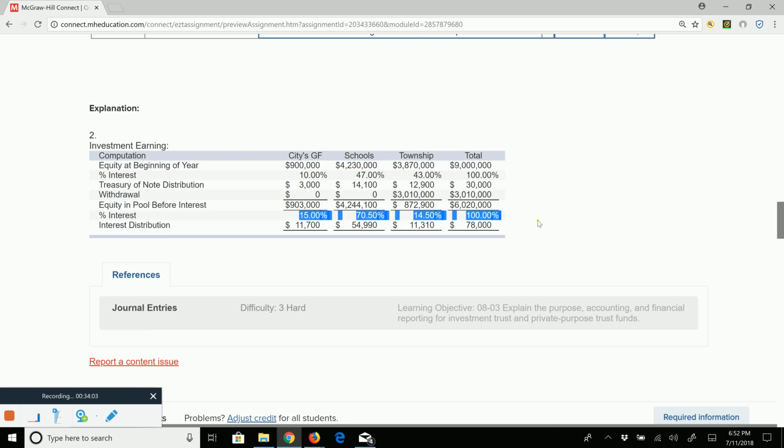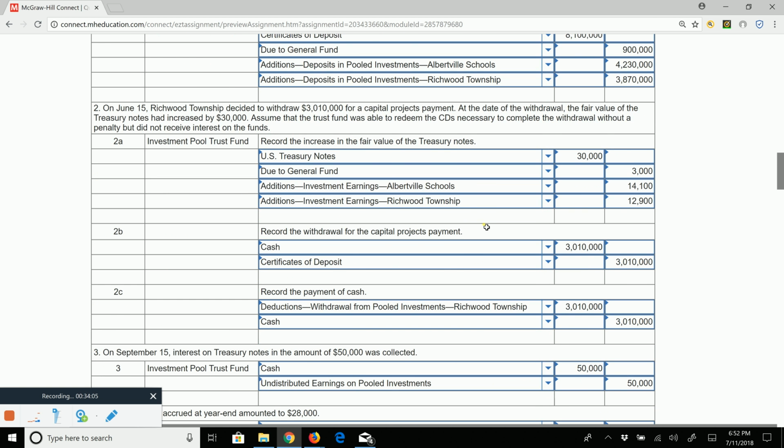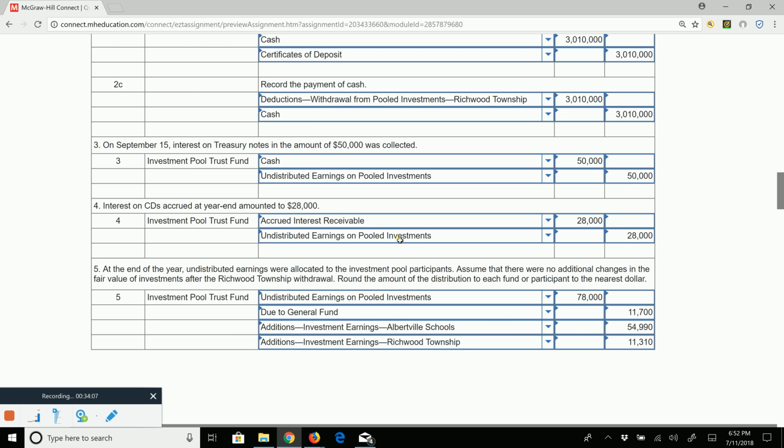All right, so let's see what happens after June 15th. We have a few things going on. On September 15th, T-note interest was collected in the amount of $50,000. So the trust fund is going to debit cash and credit this temporary account called undistributed earnings. That undistributed earnings account is a temporary account. It's just kind of a placeholder, because we will distribute it before the end of the year.